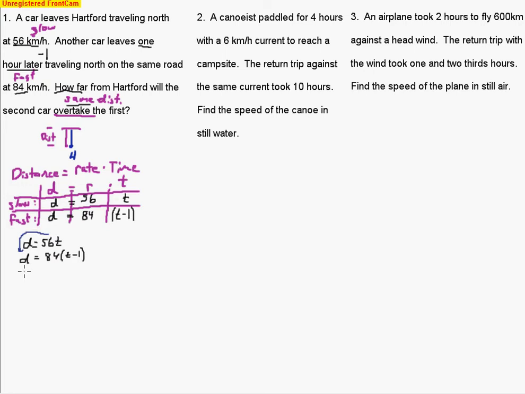So we can write down 56t equals, and then this one here, let's go ahead and multiply this stuff out. 84t minus 84. So I just used the distributive property there. And we can go ahead and collect some like terms. However, there's no terms on either side that we can collect, so we've got to use opposite operations in this case. So I'll subtract this 84t from both sides.